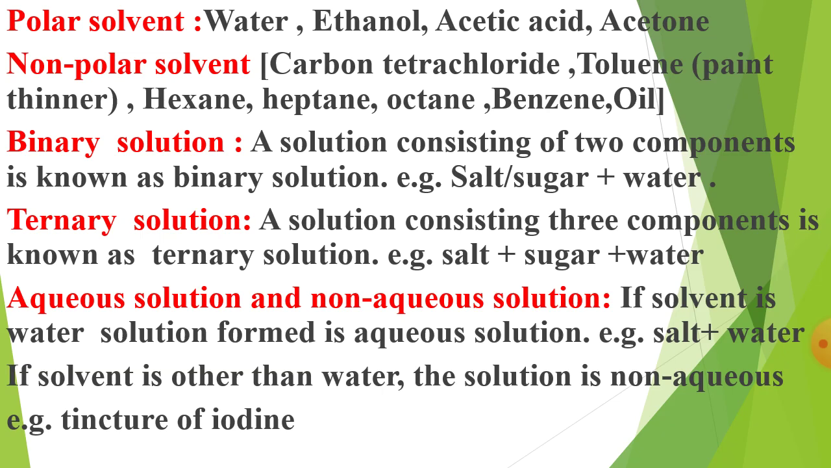Then non-polar solvent, the common example is carbon tetrachloride. In case of CCl4, the bond is polar, but as a molecule it is non-polar because the dipole moment value is 0. Toluene used in paint thinner, hexane, heptane, octane, benzene, oil. These are examples of non-polar solvents.